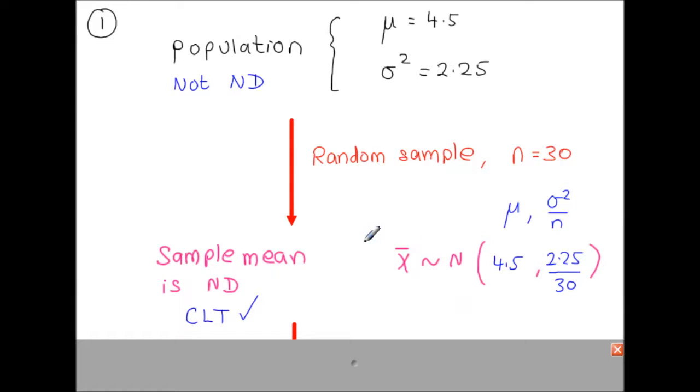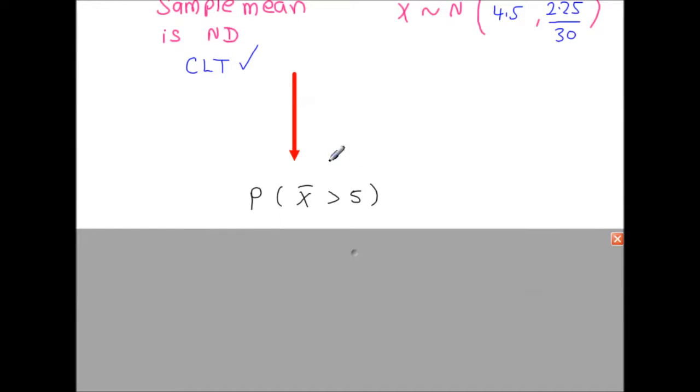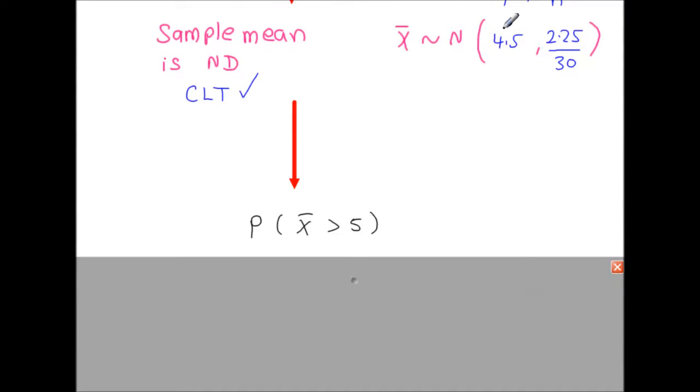So now we have a normal distribution for the sample mean. And using this normal distribution, we can calculate probabilities. For example, this. What's the probability that the sample mean is greater than 5? So we just need to standardize the 5. There's the mean. There's the variance. So using the standardizing formula and the normal distribution, we can calculate this probability.